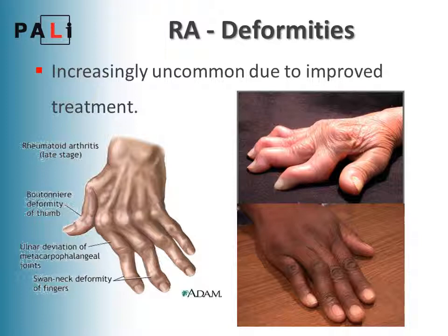Ulnar deviation and subluxation of the metacarpophalangeal joints is quite common. The fingers turn out towards the ulnar side of the wrist due to subluxation of the metacarpophalangeal joints. And also swan necking of the fingers is a common trait. It's best examined looking at the patient's fingers from a lateral view, and you'll see a characteristic shape with the flexion of the distal interphalangeal joint and hyperextension of the proximal interphalangeal joint.